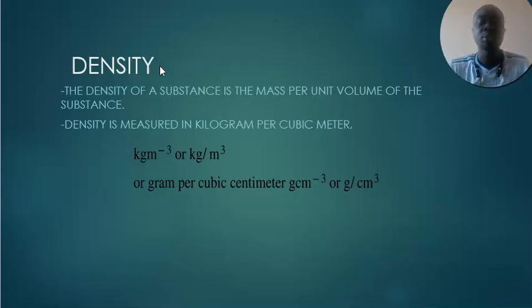So when I talk about mass, it's the amount of substance an object contains, so how heavy the object is. And when I talk about volume, it is the space that the object is occupying. Now, knowing mass and knowing volume, when you want to find the density, it is the mass divided by the volume.